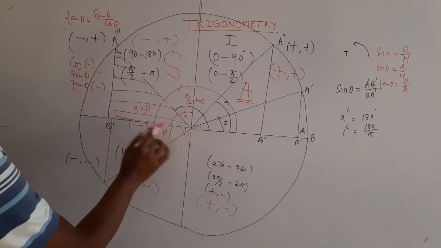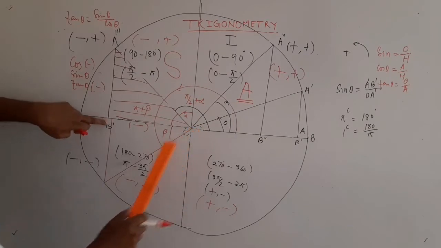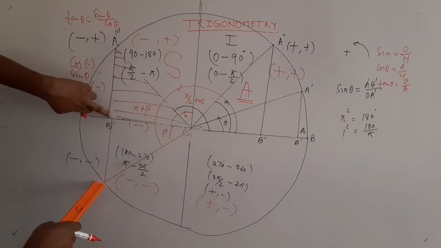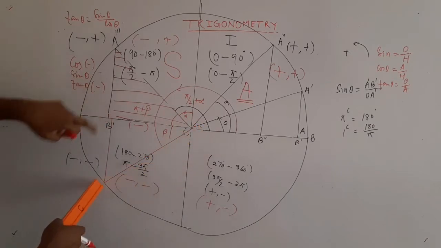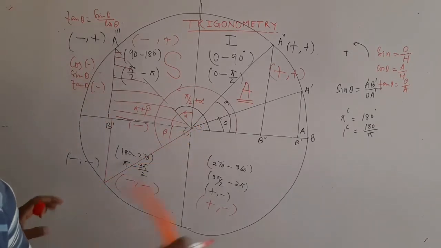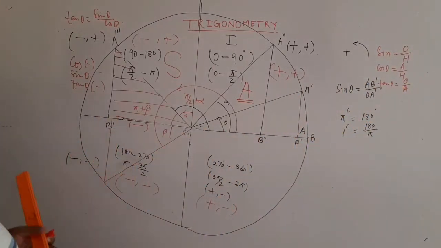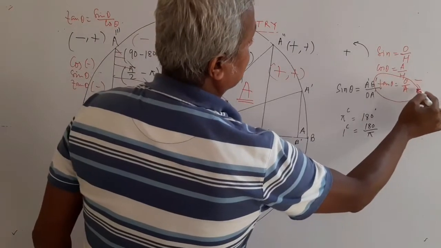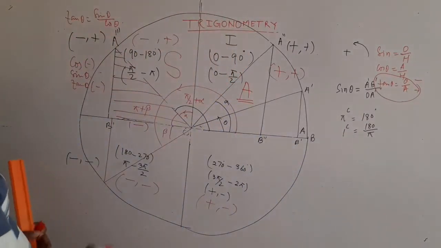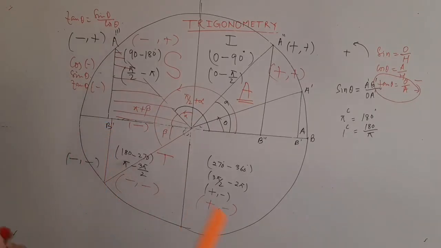This is negative, adjacent from here to here. This is negative, and this opposite is also negative. So the adjacent is negative and the opposite is negative. And the tan is the ratio of opposite to the adjacent. So adjacent is negative, opposite is negative. It means only tan will be positive because this is negative and this is negative. So here only tan is positive and all other t ratios are negative.